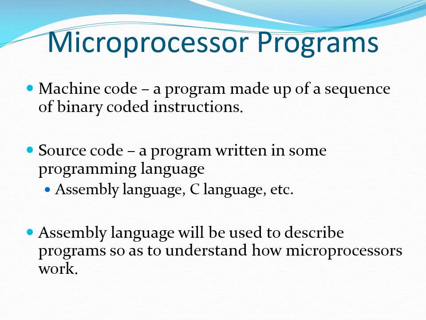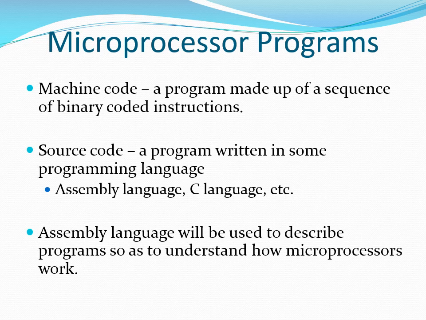However, it is difficult to develop programs using machine code. So as a result, a number of programming languages were developed over the years to help ease the development of computer and microprocessor programs. Some examples of these languages are assembly language, which is a low-level language, then C, C++, C Sharp, Java, VB, Python, etc. And these are high-level languages.